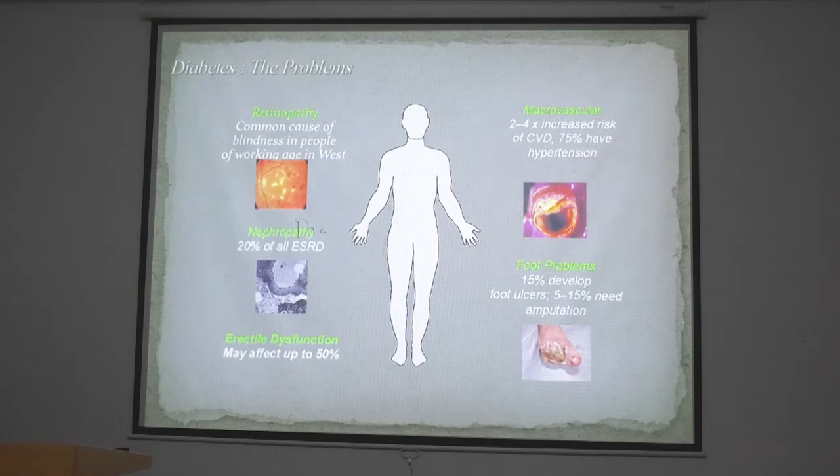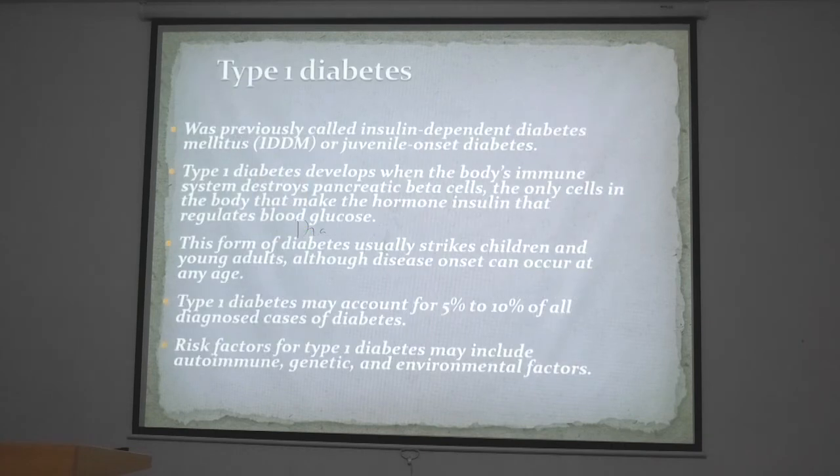Now this is all about the pathophysiology of diabetes. Now we are going to the biochemical aspect. Why is it mainly caused? Type 1 diabetes was previously called IDDM and juvenile onset diabetes. Type 1 diabetes develops when the body's immune system destroys the pancreatic beta cells. Note all these points: pancreatic beta cells are the only cells in the body that make the hormone insulin that regulates blood glucose.